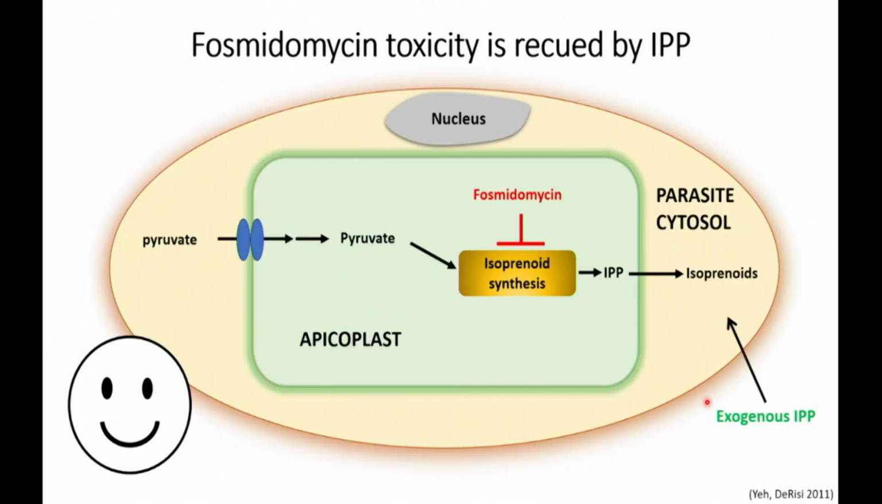And this was really hammered home with work by Ye and Derisi, who a little over a decade ago showed that you can bypass this inhibitor phosmidomycin, bypass the inhibition of this pathway by adding its product back into the culture of the parasite. So if you add a lot of this compound IPP, like 200 micromolar to 400 micromolar of this compound in the parasite media, you can completely bypass the toxic effects of phosmidomycin. And this makes sense because here you're providing the product of the pathway. And so it makes sense that this would allow you to not need the pathway anymore.